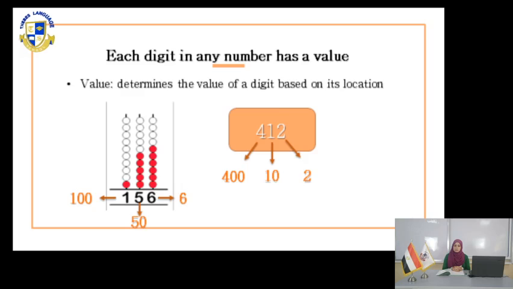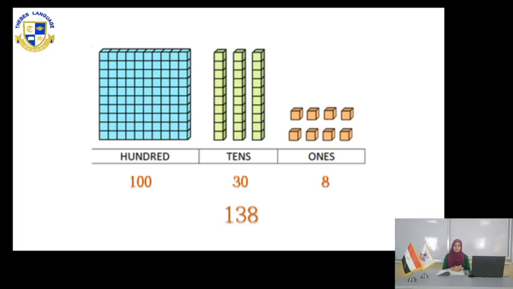In the next page, you have the number 138. So the value of the 1 is 100. The value of the 3 is 30. The value of the 8 is 8. You have 8 ones. The 30 is tens. And the 100 is hundreds. So you have ones, tens, and hundreds.